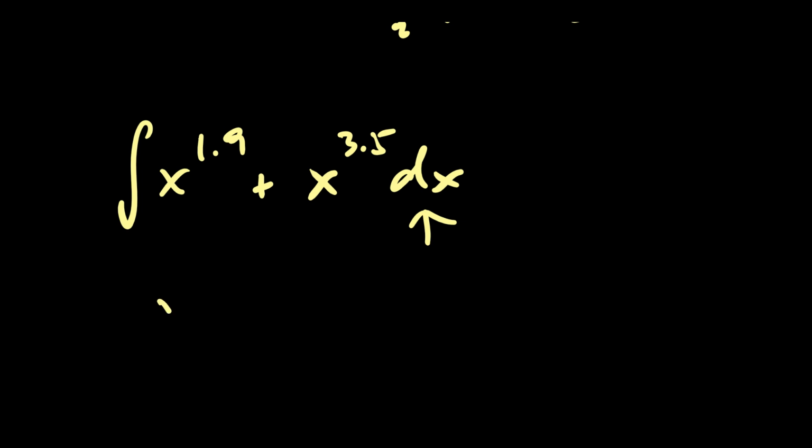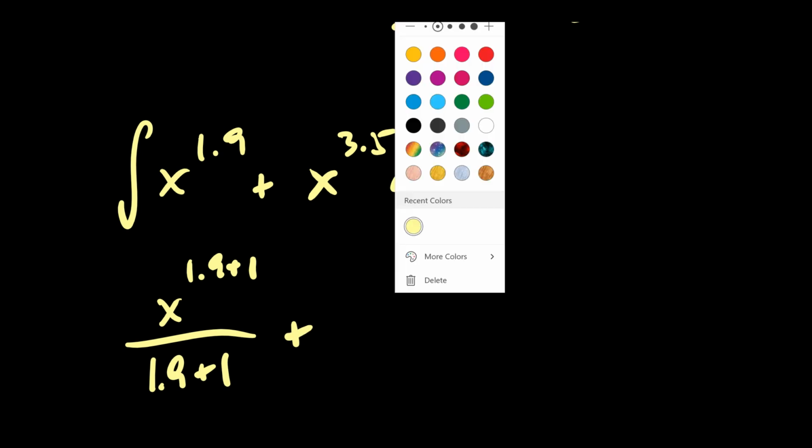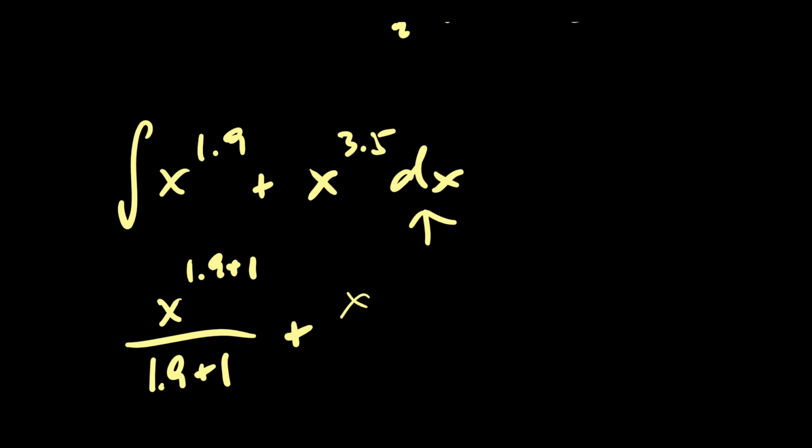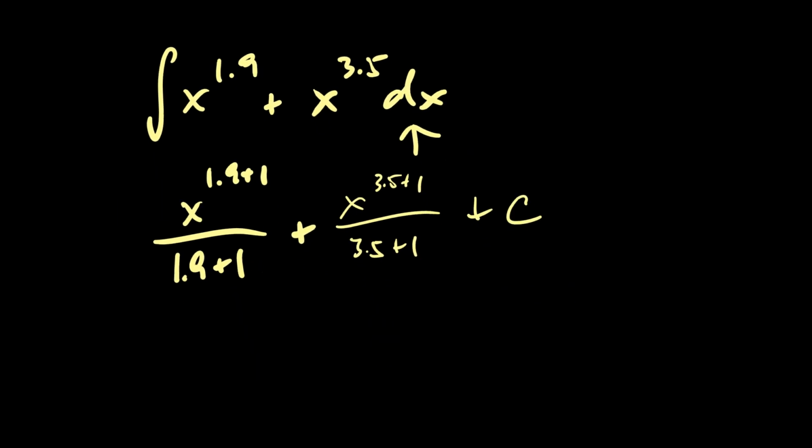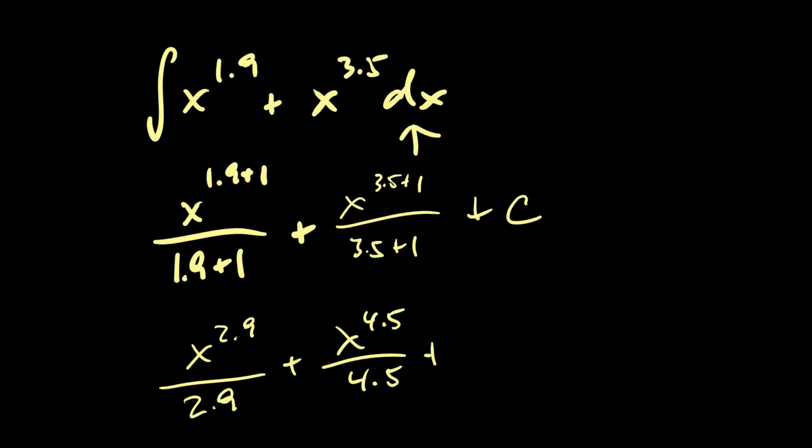So we're going to use the power rule here. It's x to the 1.9 plus 1 over 1.9 plus 1, plus x to the 3.5 plus 1 over 3.5 plus 1. Then you have to add a constant, and I'll tell you why in a second. So now this is x to the 2.9 over 2.9 plus x to the 4.5 over 4.5 plus c.